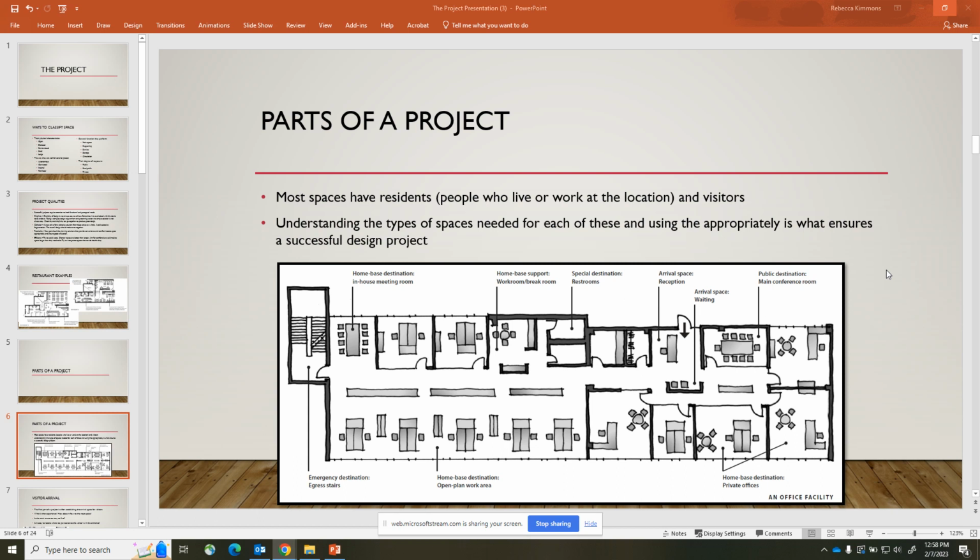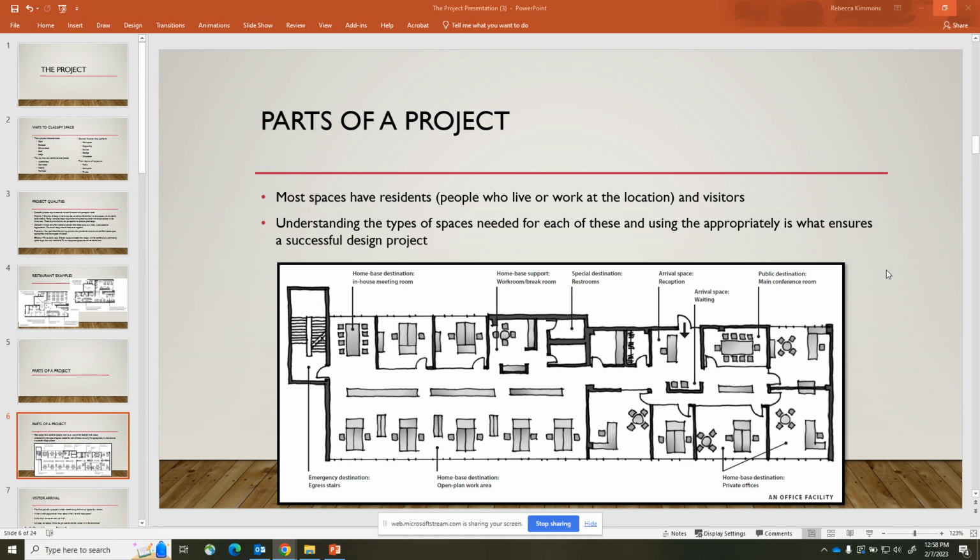Each project has different parts that make up the whole project. And you do need to understand what those parts are so that you incorporate them, but then also understand how they work together so that it makes sense. And it goes back to that cohesion and simple circulation we talked about.